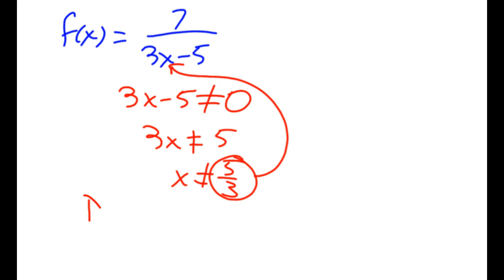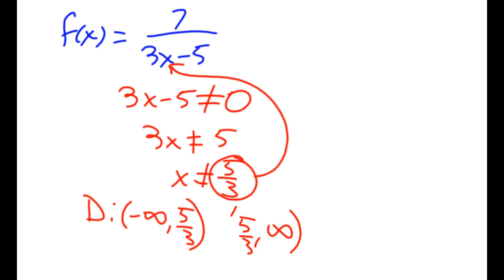So my domain for this guy would be all real numbers but 5/3. So it would be anything to the left of 5/3 and anything to the right of 5/3. In other words, greater than 5/3, but not 5/3. Because of that, I need to use parentheses to show that I don't include 5/3. And because I have two different answers, I need to put that union symbol in there between them. So my domain here would just be negative infinity to 5/3 and 5/3 to infinity. Okay, let's take a look at the next red flag.